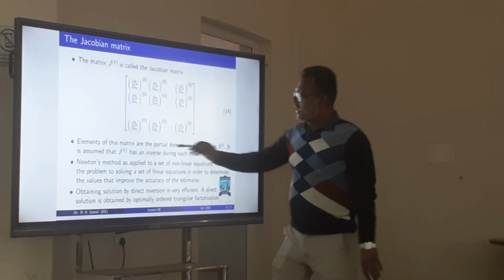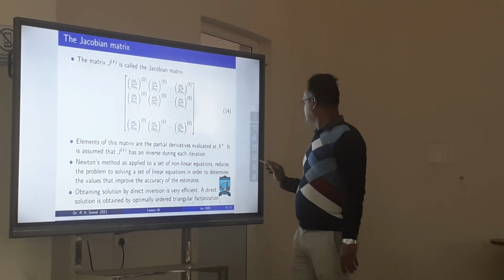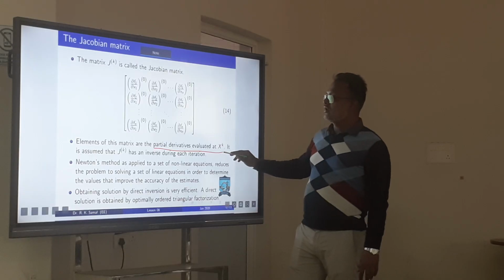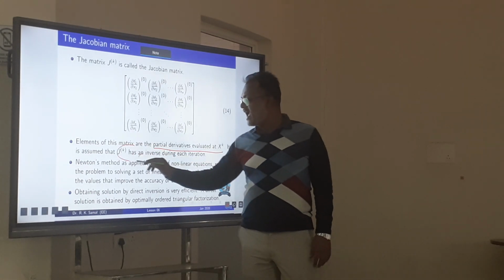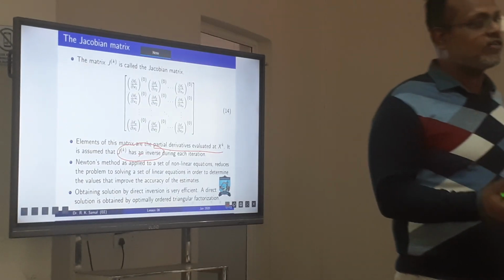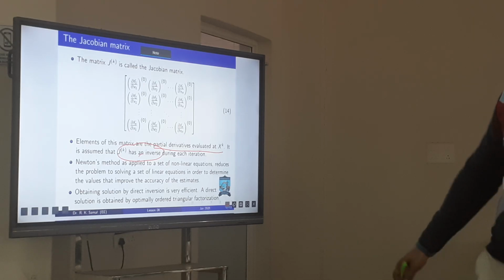Elements of this matrix are partial derivatives. These are partial derivatives evaluated at xk. We assume that Jk has an inverse. Suppose Jk is computed so that it doesn't have any inverse. In Math 1, you must have studied about matrices. There are some conditions whether a matrix has an inverse or not. It is assumed that at every step there is an inverse.